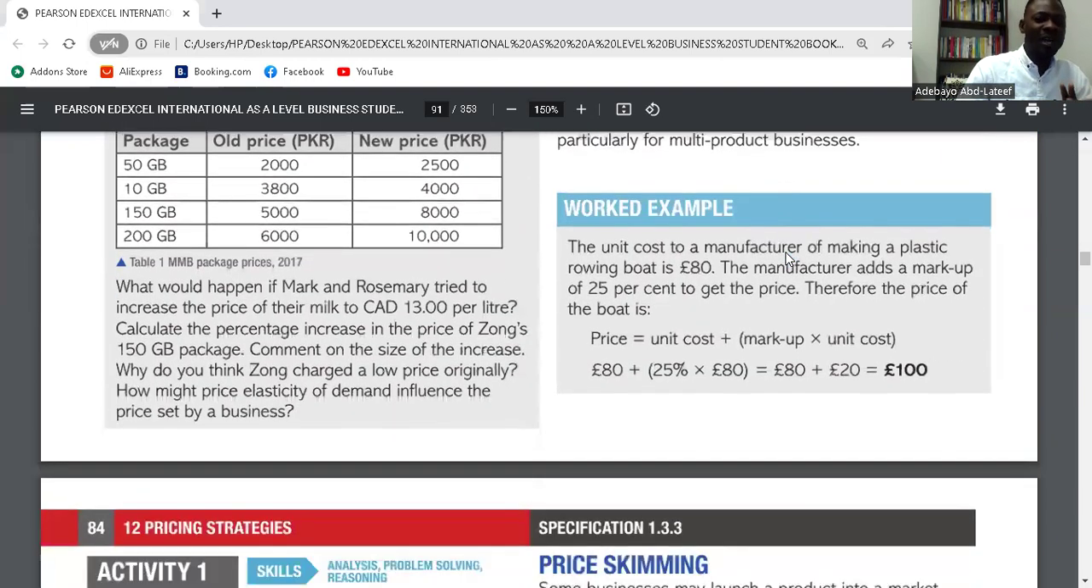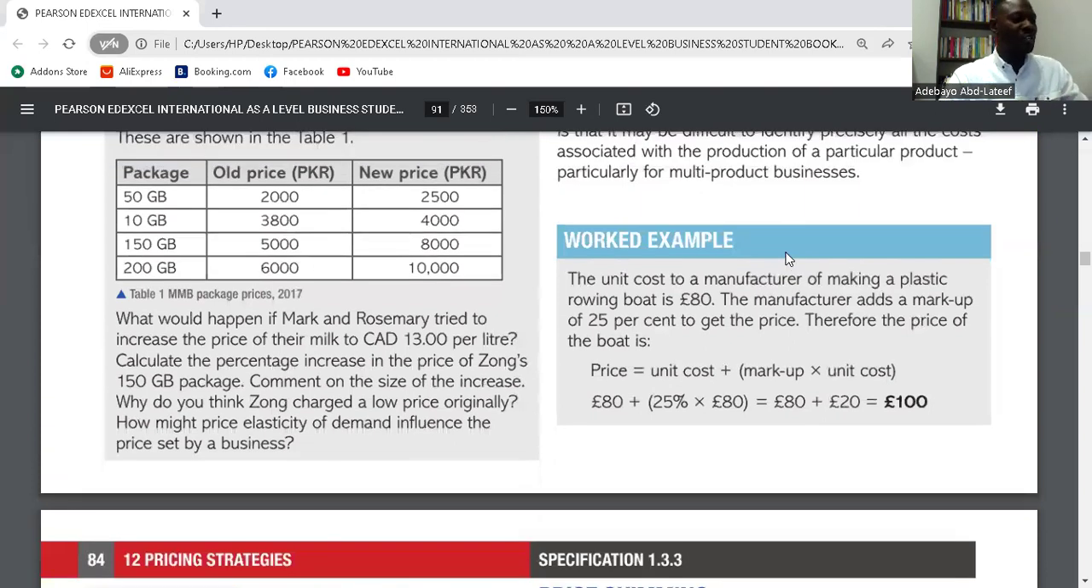One thing about markup pricing: when you are charging your price, you add the unit cost plus the markup multiplied by the unit cost. It is unit cost plus the markup multiplied by the unit cost. That gives you your price for cost plus pricing. Do you understand what I'm saying here?